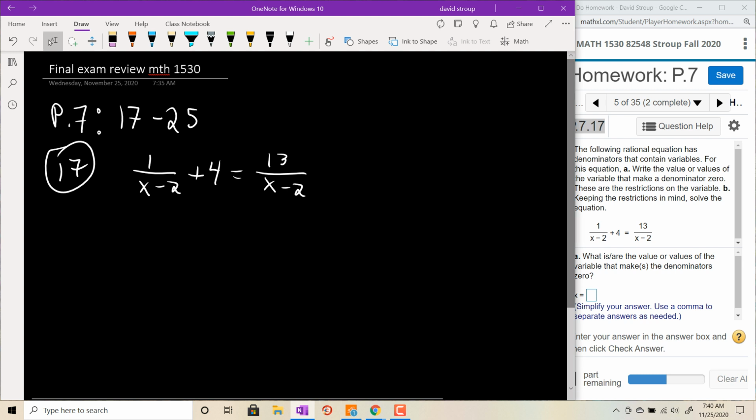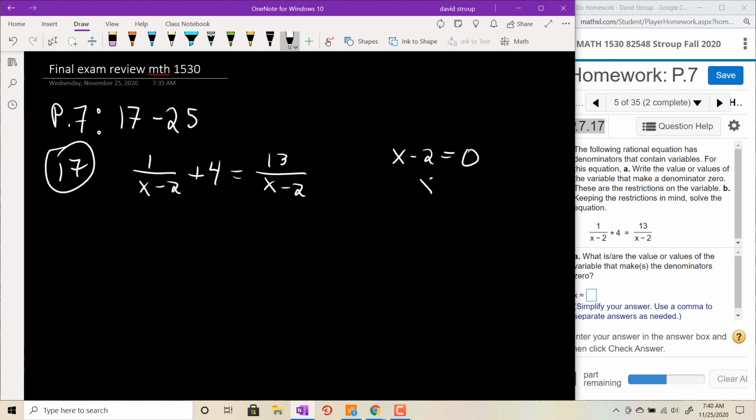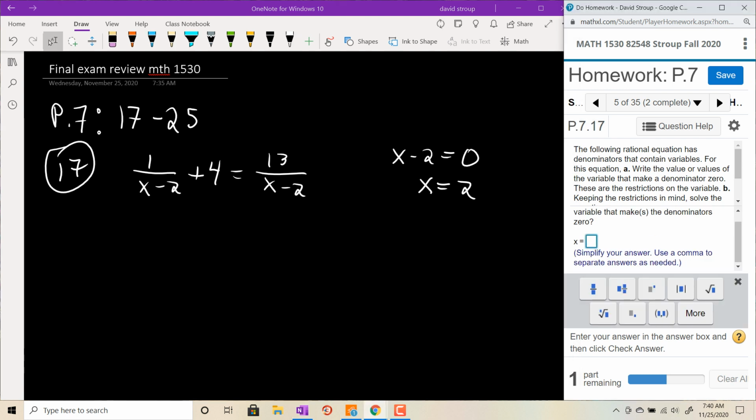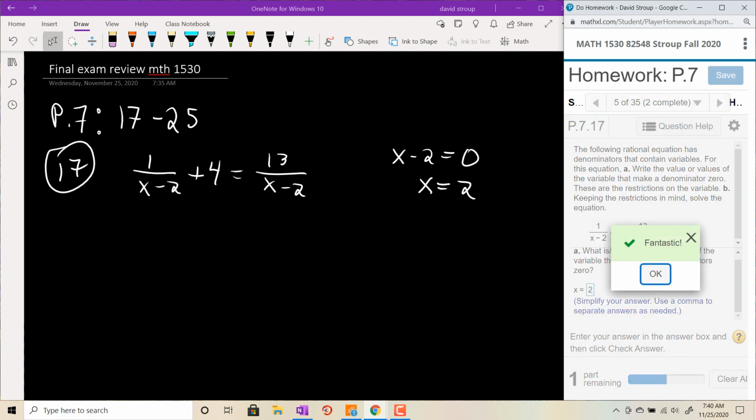Okay, so to get the restriction, you're just taking the denominators and setting them equal to 0 and seeing the bad place. So I see one denominator is x minus 2. Well, they're both x minus 2, right? Set that equal to 0, solve, and that's your restricted value. So what are the values the variable makes the denominator 0? That's what they're looking for there. 2. Push enter. Yay. Okay.